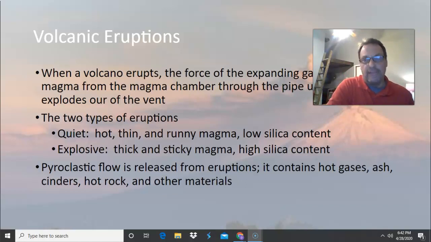And then one of the most dangerous parts of a volcanic eruption is the pyroclastic flow. And this has hot gases and ash, cinders, and hot rocks and other materials that come blowing out of a volcano. And these can be very deadly, obviously, because you're going to have a hard time breathing this. And it's going to be so hot, it's just going to destroy everything in its path.